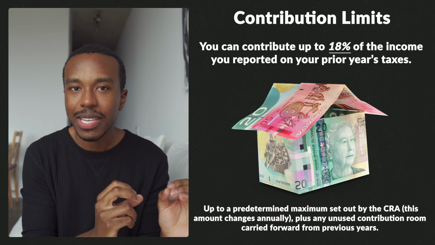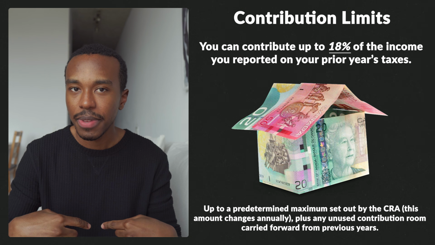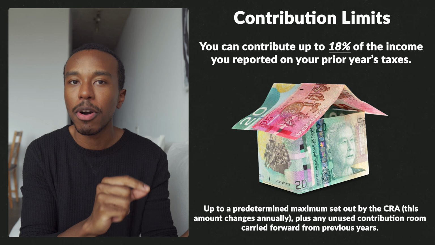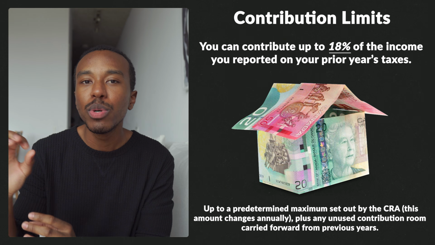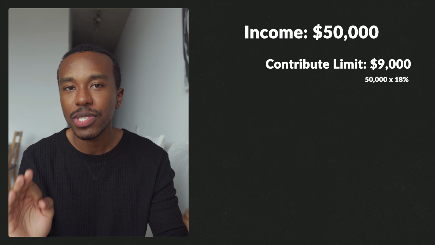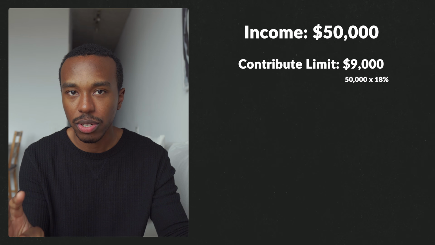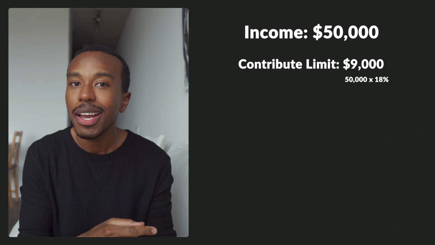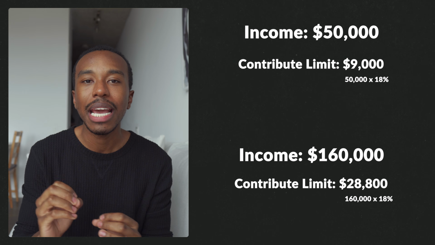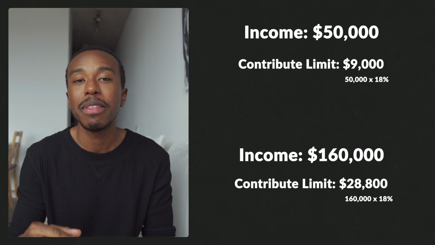So the way that it works is that this year's contribution limit is going to be 18% of last year's reported income on my taxes, up to a specific cap that changes every single year. So for example, if you made $50,000 last year, 18% of that is gonna be $9,000. So that's gonna be the max that you can add. Now, if you made $160,000, 18% of that is $28,800. So now that's gonna be the max that you can put in.